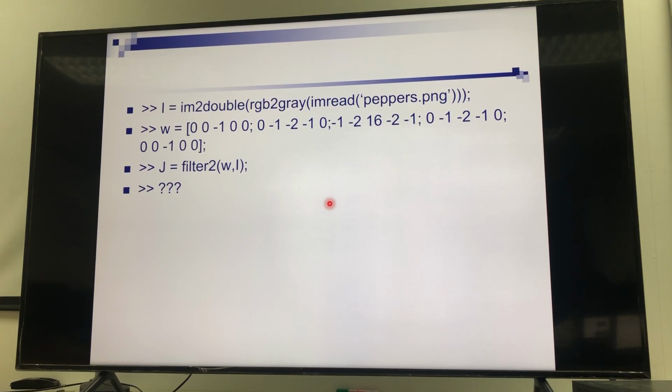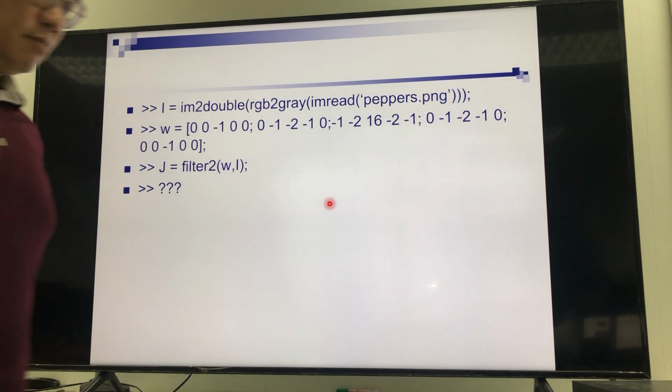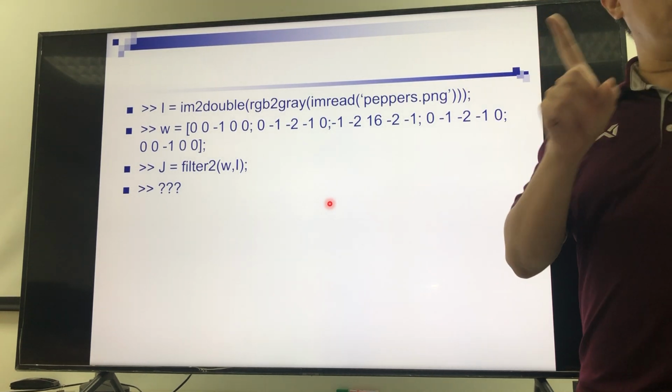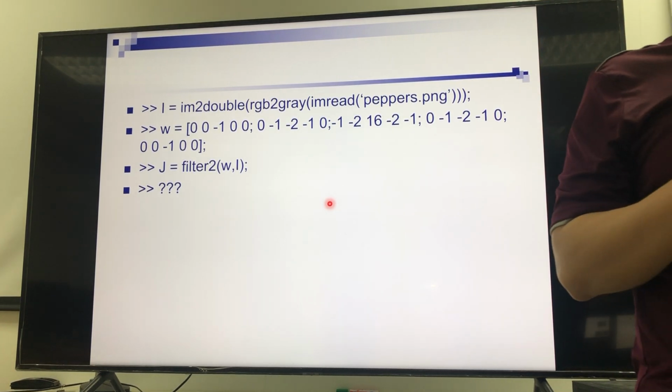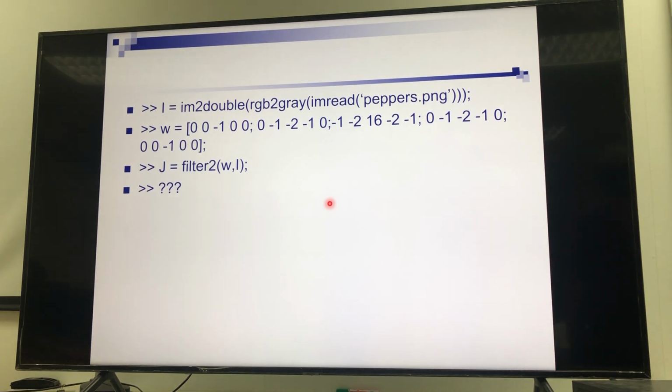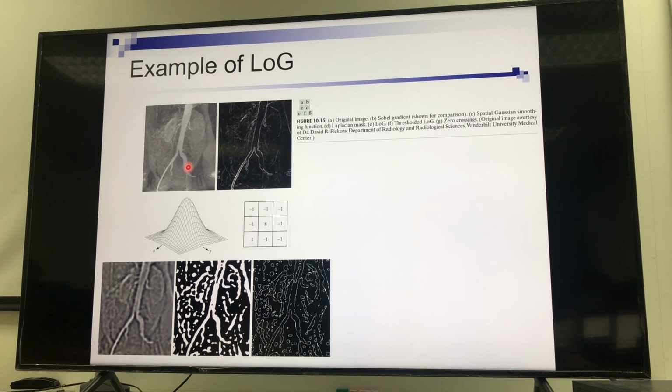Laplacian of Gaussians can actually find the objects and outline the edge of the objects very clean, right? Because it gets rid of the noise first using the Gaussian, and then you find the second derivative. Here's the example of applying the Laplacian of Gaussians.